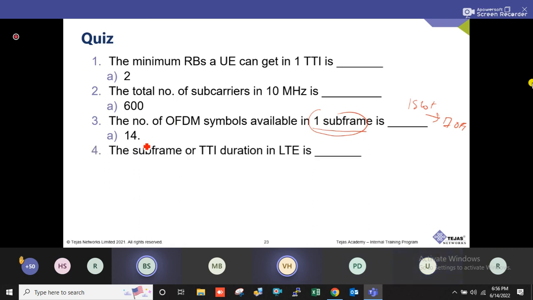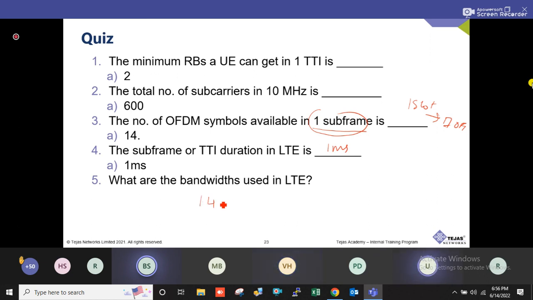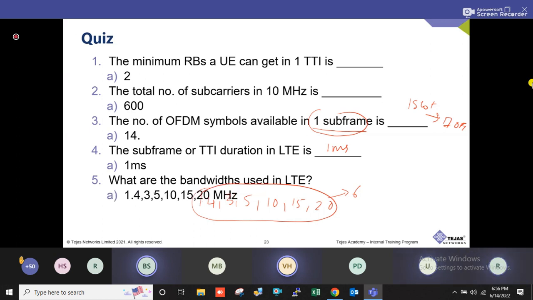Excellent. Okay, next, the subframe or TTI duration in LTE. I think you can answer this. 1 millisecond. Very good. Next, what are the bandwidths which are typically used in LTE? I think you can answer this also. 1.4, 3, 5, 10, 15 and 20 megahertz. Totally 6 bandwidths are available. That's what is mentioned here.